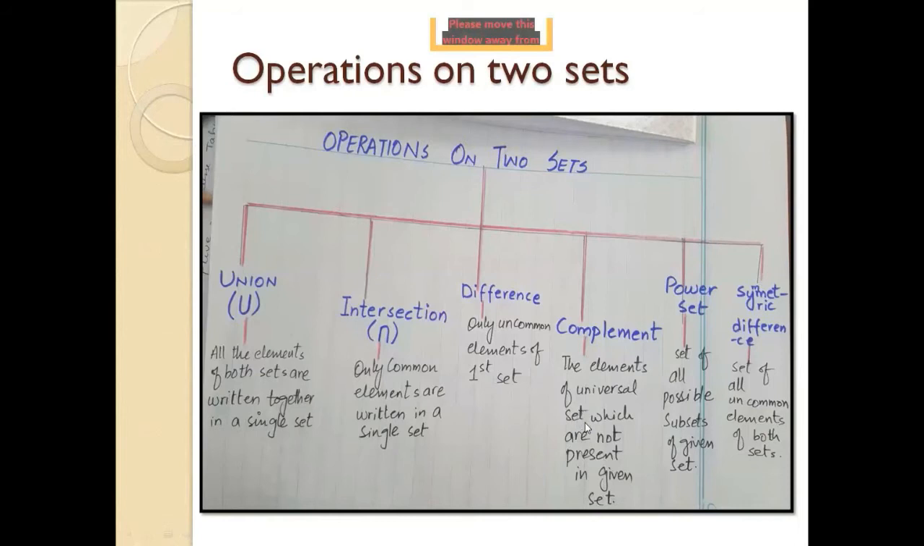You are taking the difference of any set with the universal set. This is complement. U minus A. A complement means U minus A. B complement means U minus B.